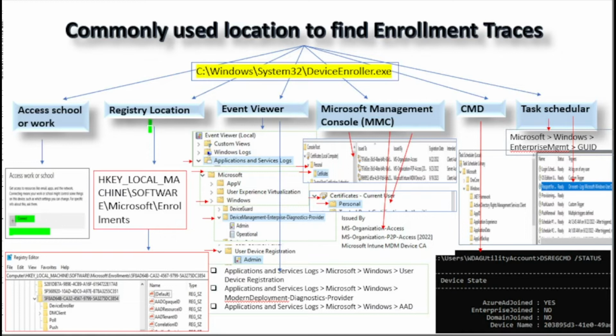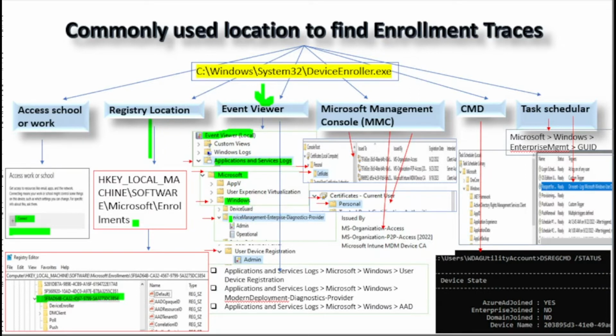Then we have a second option called registry location, and the path of the registry location is HKLM\Software\Microsoft\Enrollment. And we can see that there is a BYOD entry populated, which is going to enroll the device in Intune. The third one is the event viewer. We need to go to Application and Services Logs, and then under Microsoft, Windows we can check.